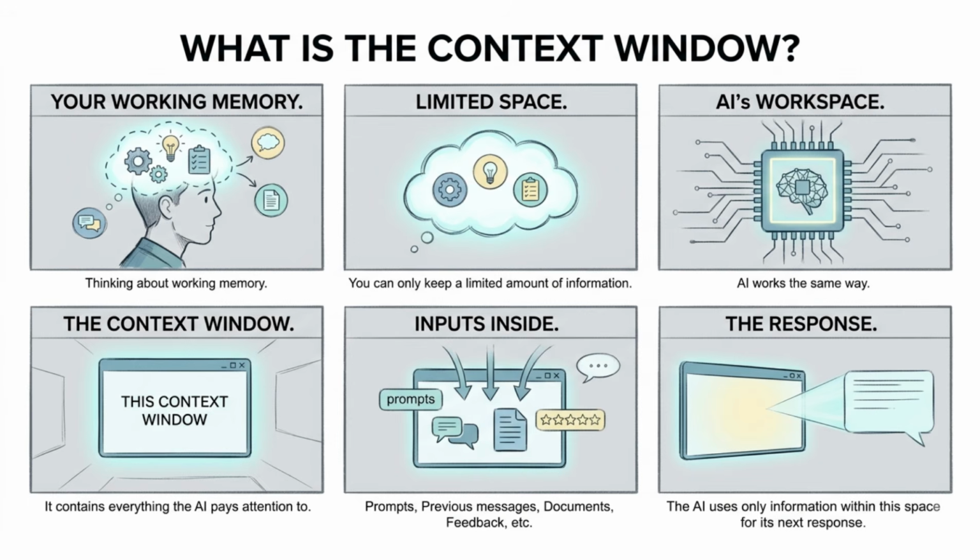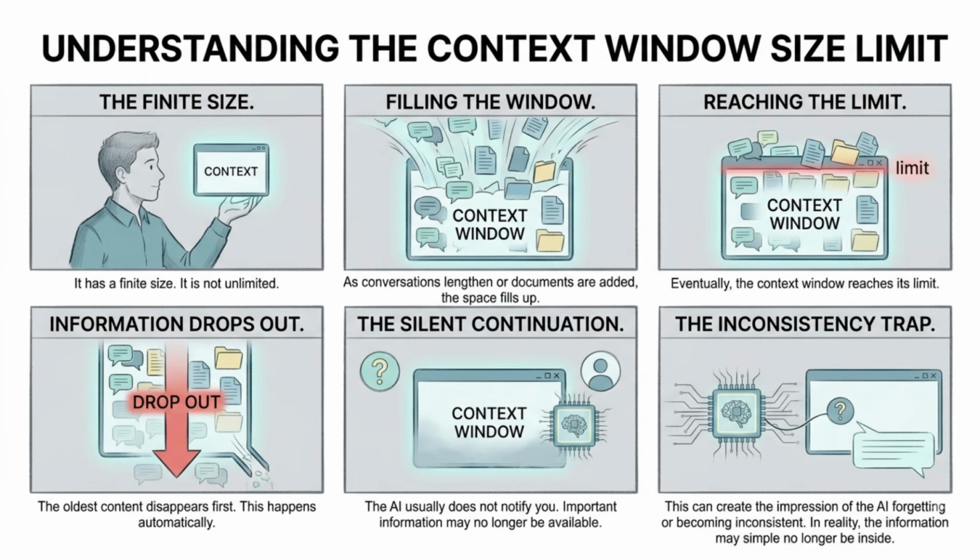This includes your prompts and instructions, previous messages, uploaded documents, examples you've shared, feedback you've provided, and the AI's earlier responses. Everything exists inside a single working area. The AI can only use information that fits within this space when generating its next response. Understanding the size limit: one important characteristic of the context window is that it has a finite size.